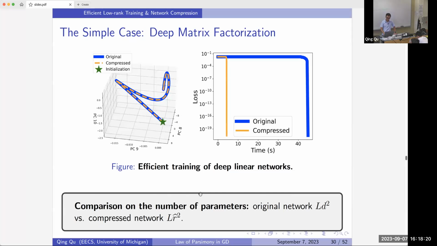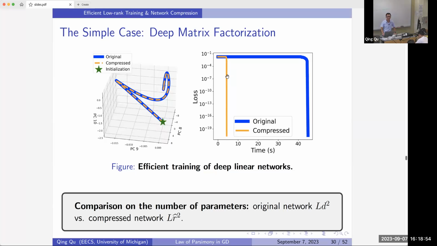By doing this, if you run the original gradient descent on the original network, the number of parameters you need to optimize is L multiplied by D squared. But for the compressed network, the number of parameters is L multiplied by R hat, where R hat is the overestimation of the rank. You can see that the training trajectory is exactly the same as the original network, but your training speed is significantly accelerated.